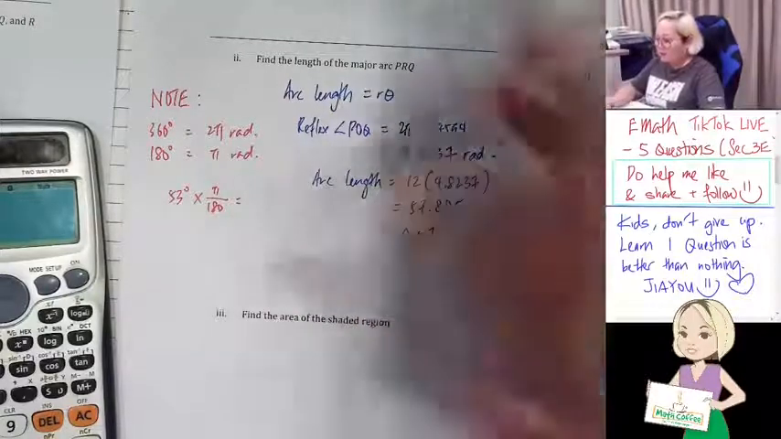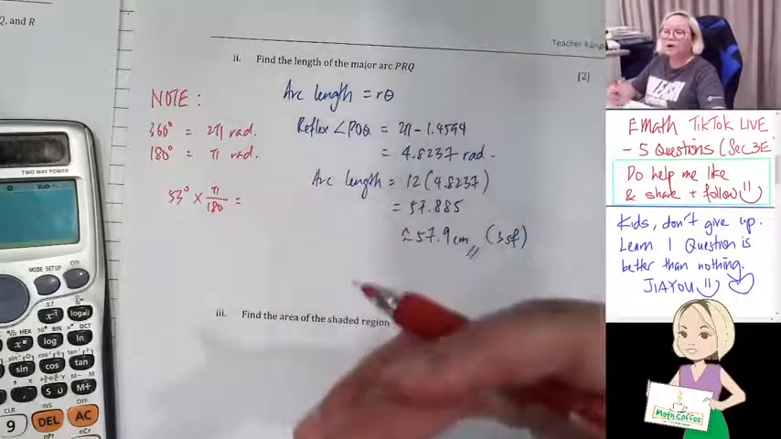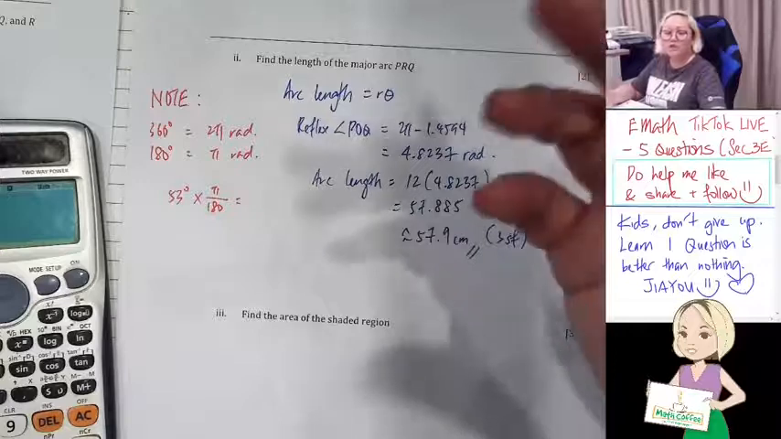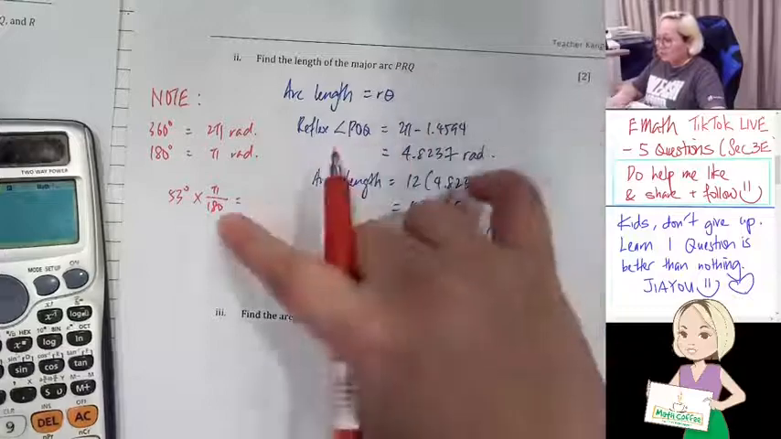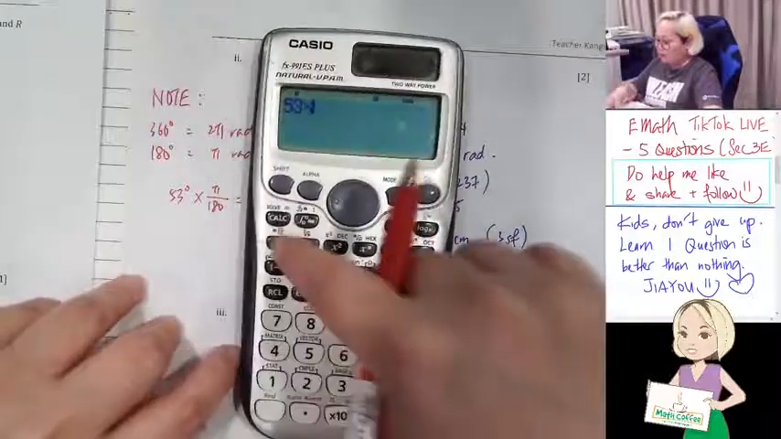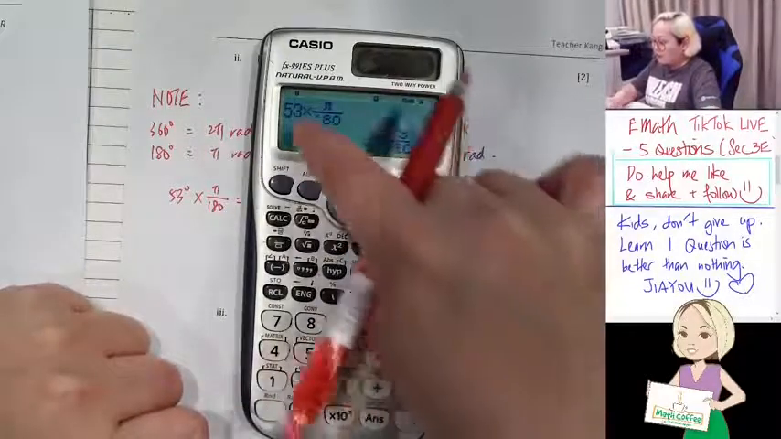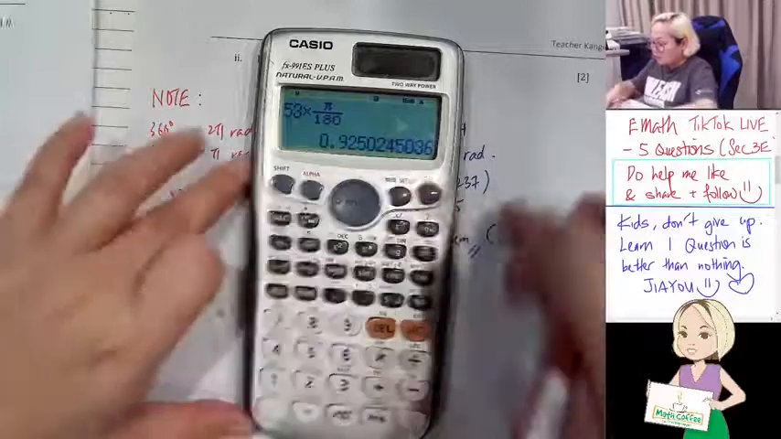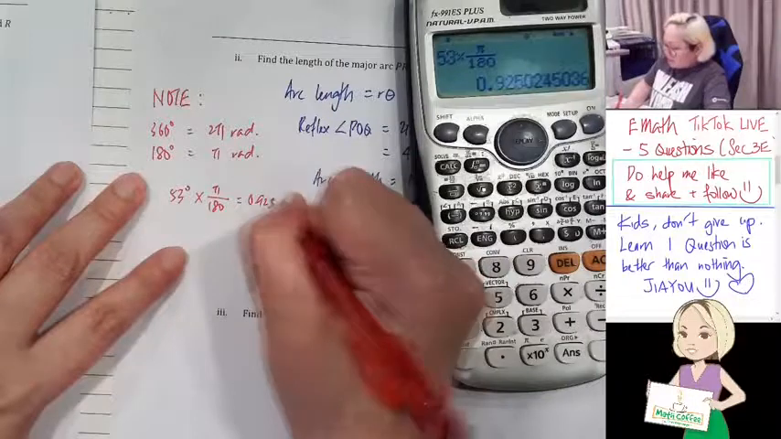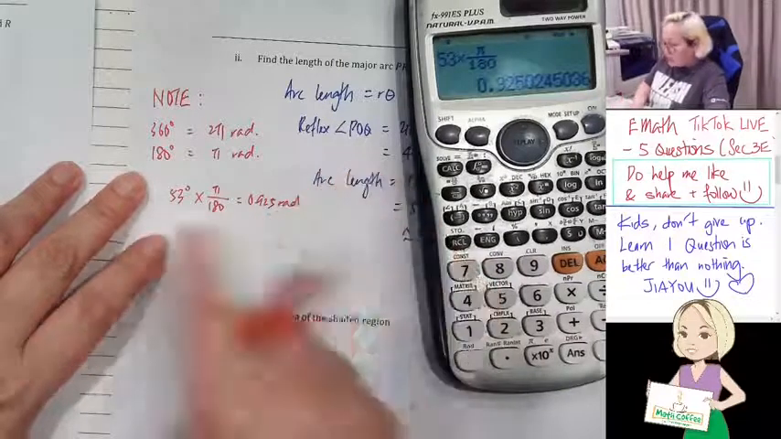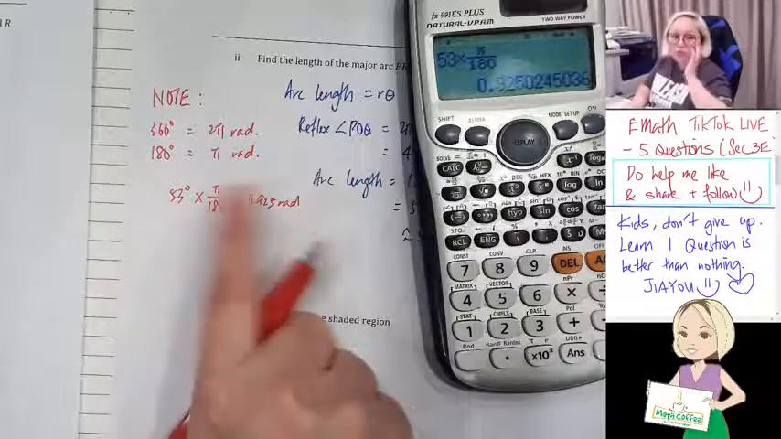Meaning of radian, RAD is radian, is the unit of angle. The normal unit of angle that you all always know is degree, but radian is another unit of angle. So I just press 53 multiplied by pi over 180. This is how I convert the degree to radian. So it will be equal to 0.925 radian. Okay? This is how you convert degree to radian.